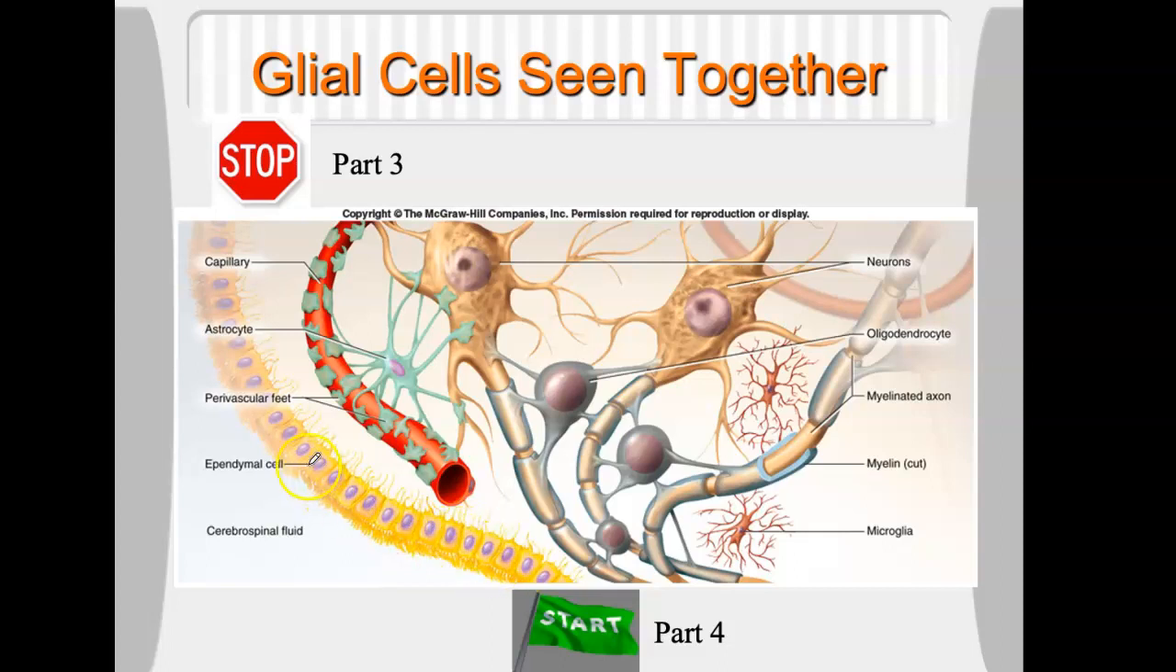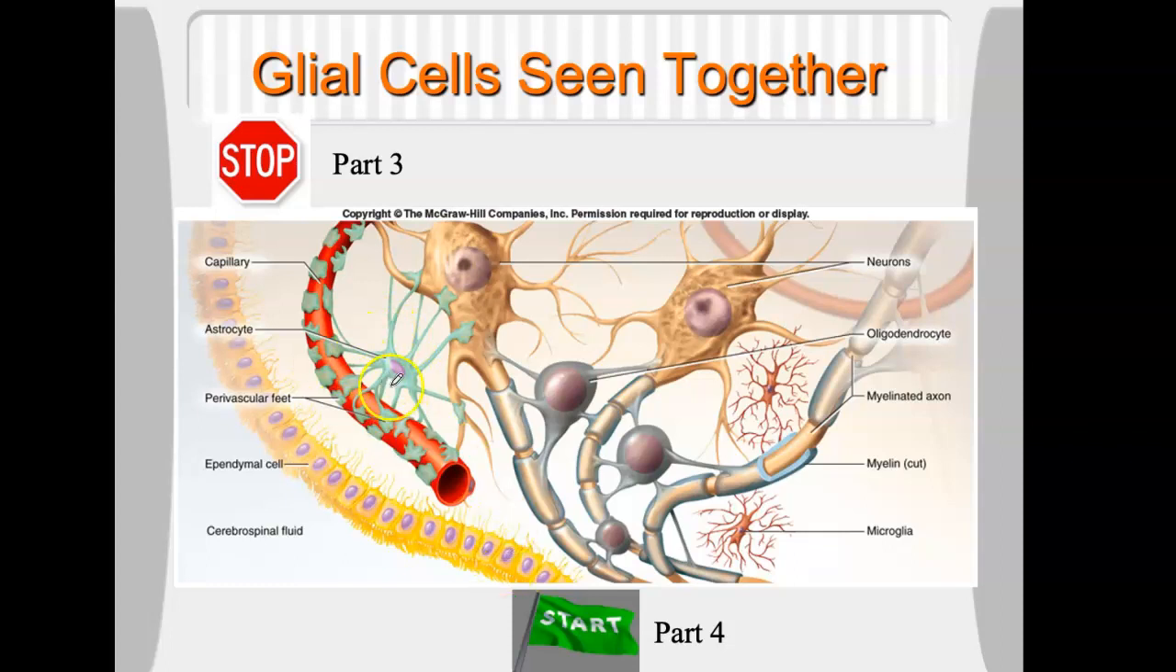So remember, lining a cavity are going to be these ependymal cells, and they're going to be able to secrete cerebrospinal fluid in spaces within the brain, and it's going to circulate throughout the brain, throughout the surface of the brain, and down into the spinal cord.